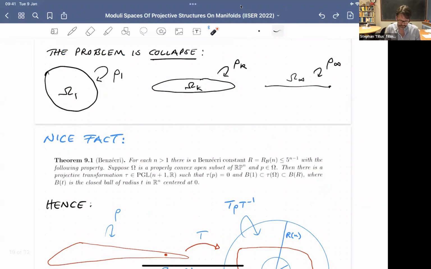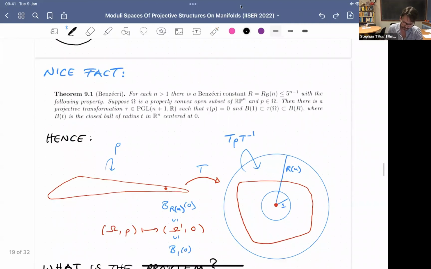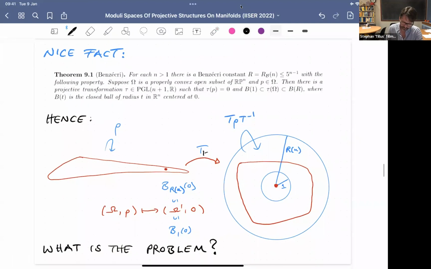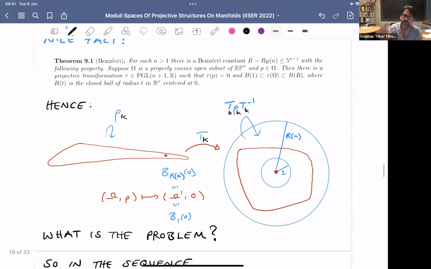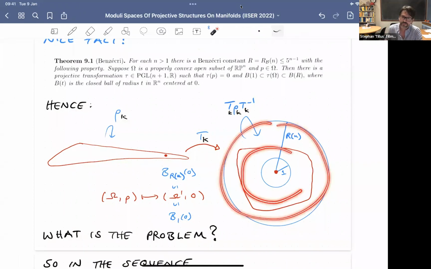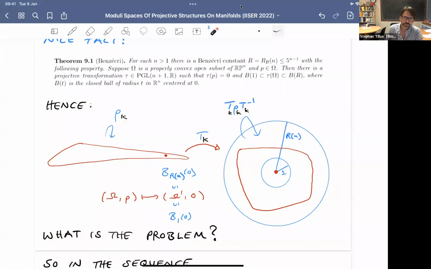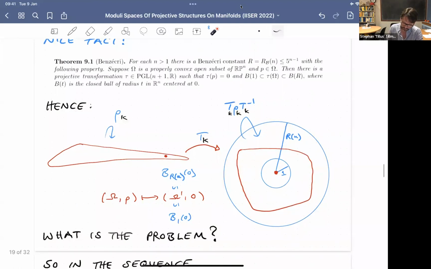We can now, instead of taking this sequence here, just apply these matrices T, one for each of them. So here, my T_k, I have my P_k. And now I can wonderfully put them all into the same setting and then subconverge these domains. So what's the problem? Well, in doing this conjugation, I don't have any control over the entries in my limiting representation.